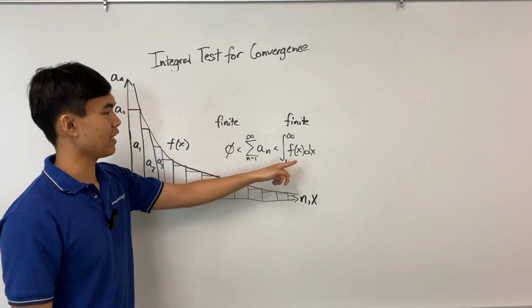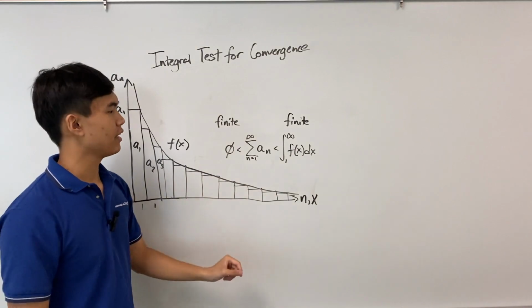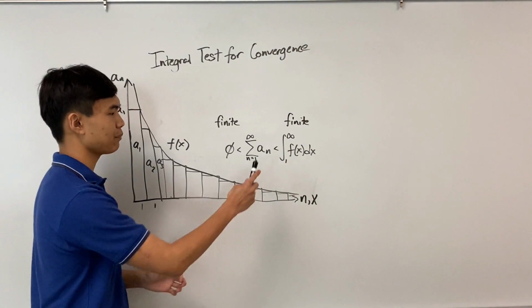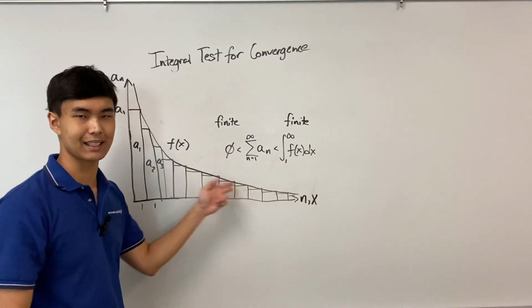We can also say that if the result of this integral is infinite, then the result of the series must also be infinite or divergent because both a of n and f of x use the same values.